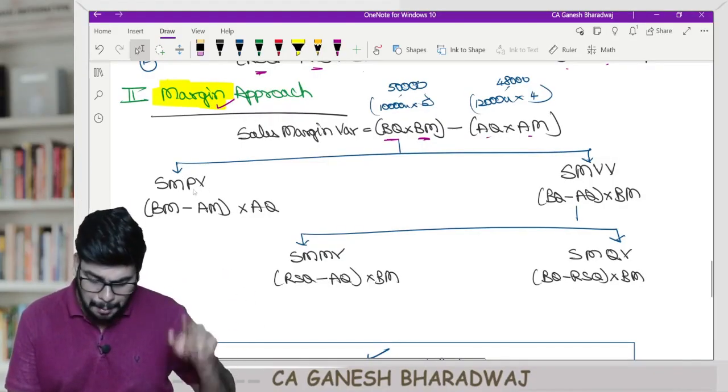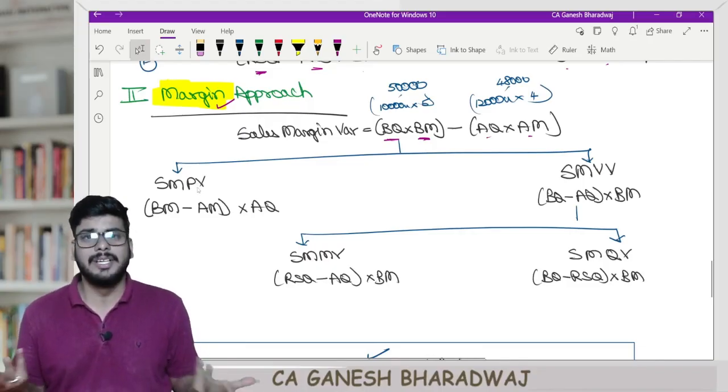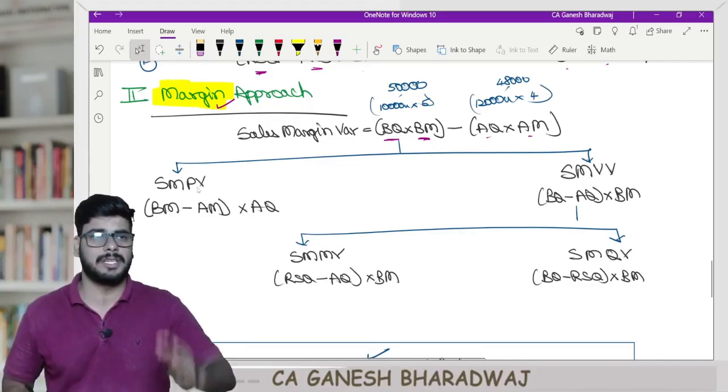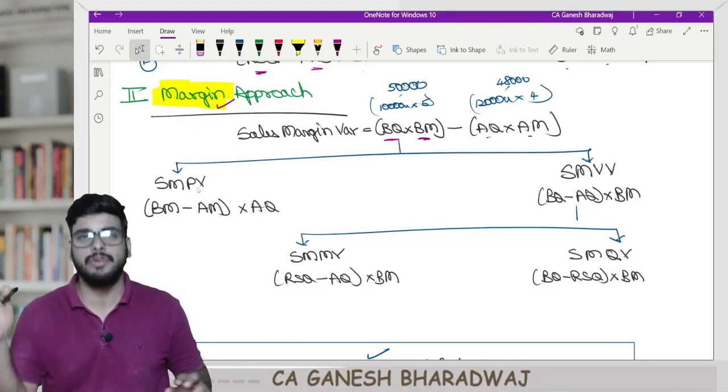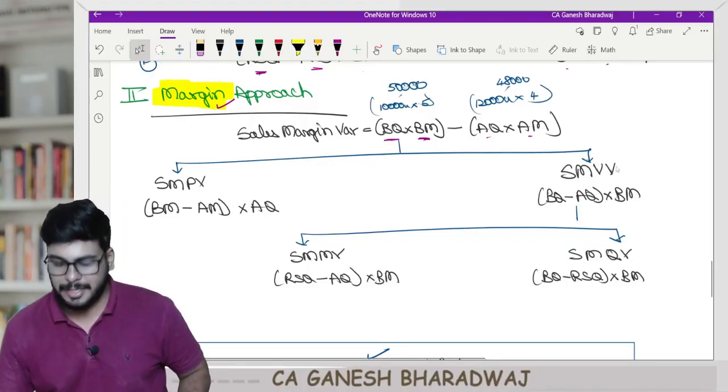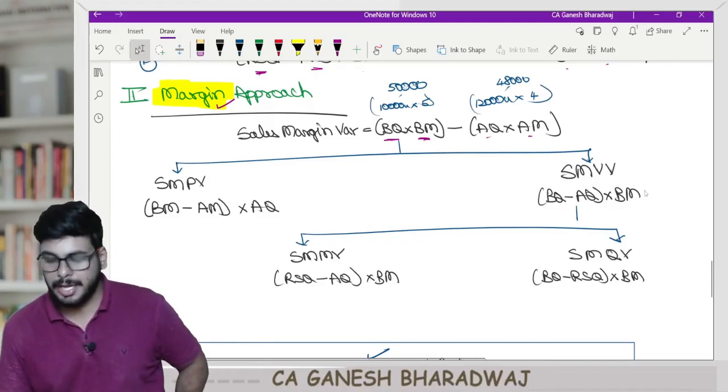Sales margin price variance. What is it? Simple. Instead of price, you put margin. Budget margin minus actual margin into actual quantity. On this side, it's going to be sales margin volume variance: budget quantity minus actual quantity into budget margin.